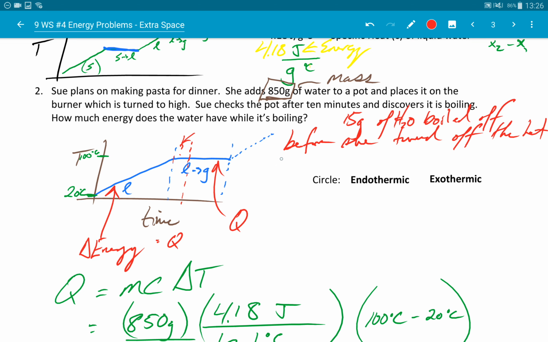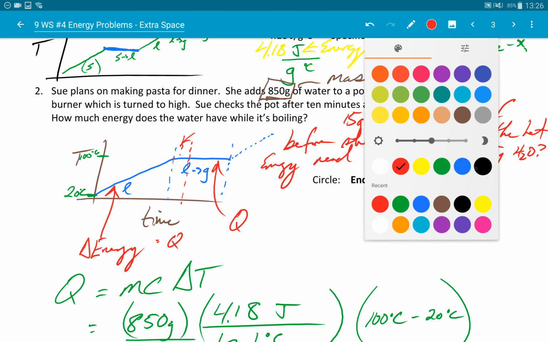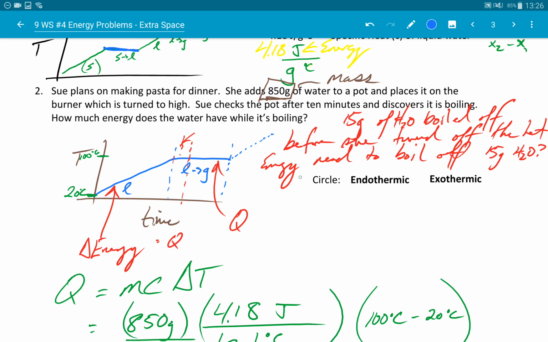So then the question would be, how much energy did she need to transfer to boil off that 15 grams? So energy needed to boil off 15 grams of H2O. So that's the real question. And so how would we do that? We would go, oh, well, I'm not increasing the temperature of that H2O as I'm boiling it off. And when we say boiling off, we're going from the liquid to the gas.